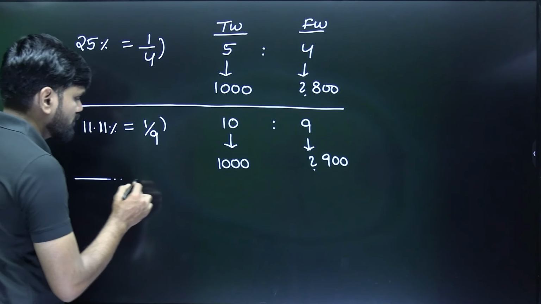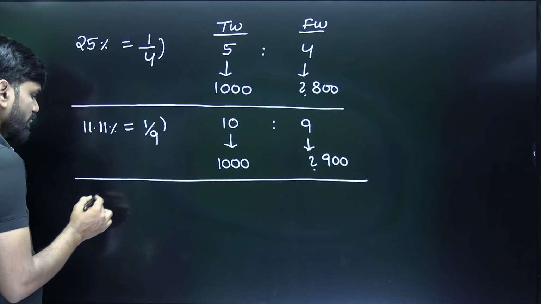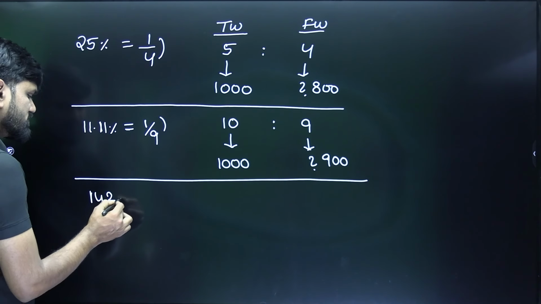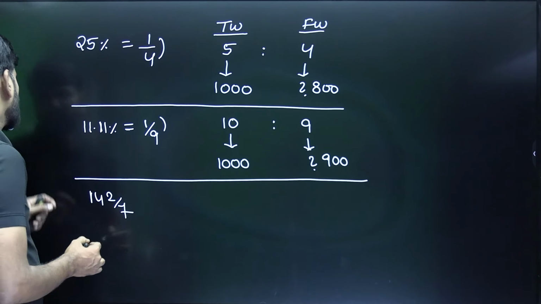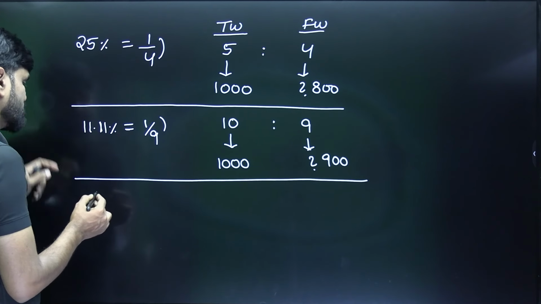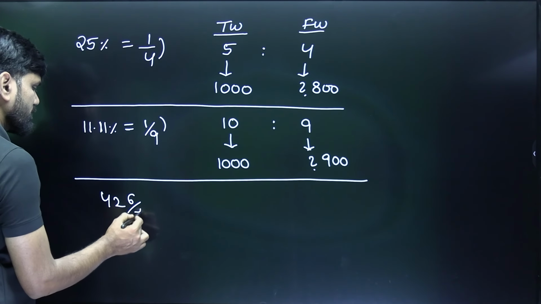Let us see one more for your clarity. Say suppose there is a gain of 14 2/7%. Let us say, or to make it more advanced, let me take 42 6/7%. There is a gain of 42 6/7%.